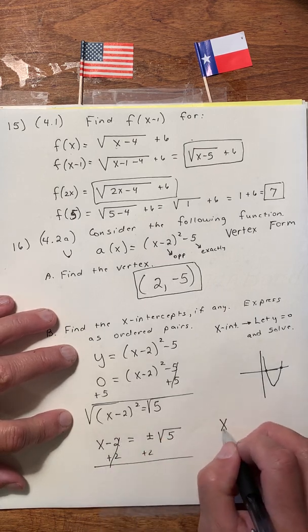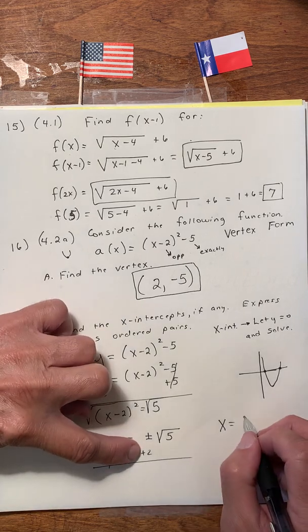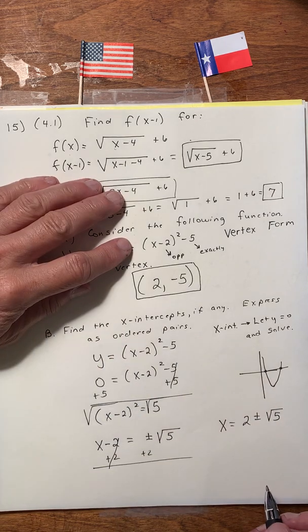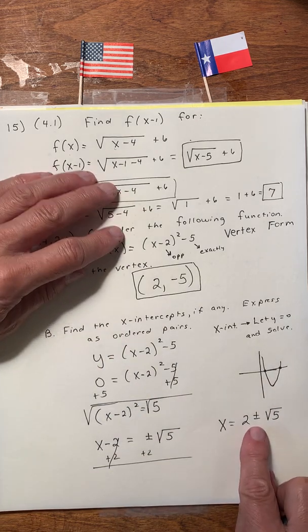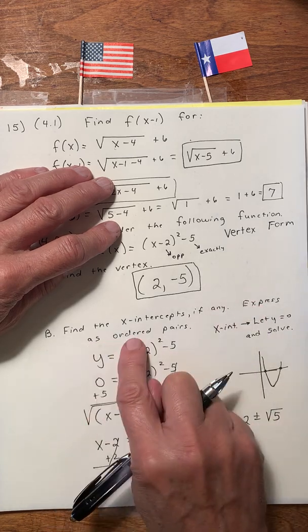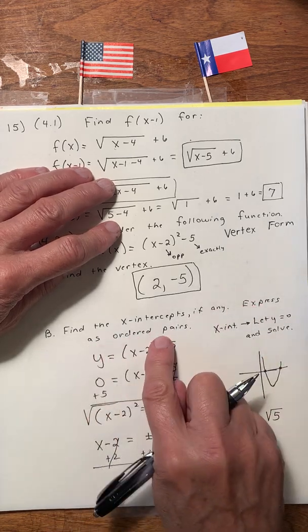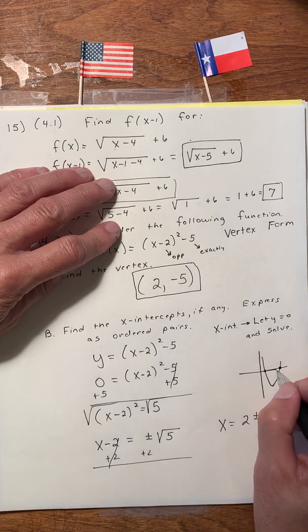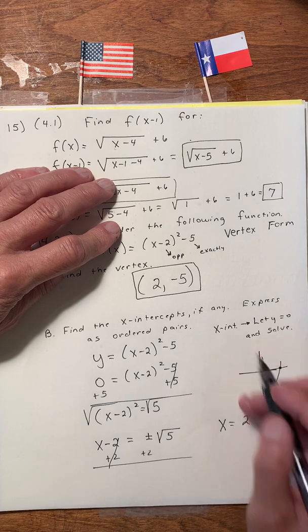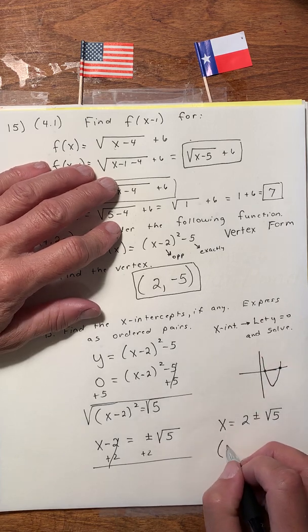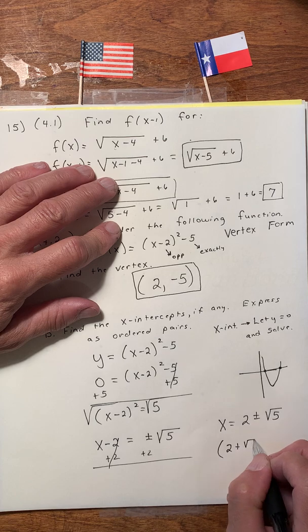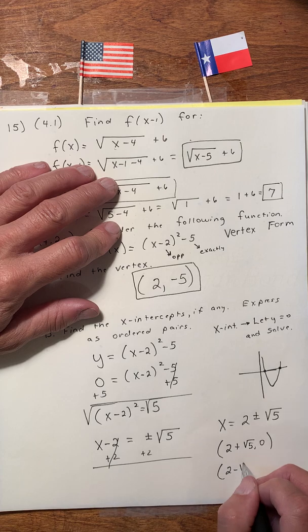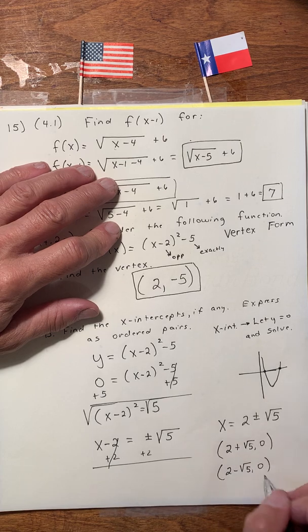So here I got it. X is 2 plus or minus square root of 5. Now, I'm not sure how Hawk's is going to express it as ordered pairs. There we go. So now we know how it's going to ask. Express this as an ordered pair. This is my x, and my y, of course, is 0 when I have an x-intercept. So I have (2 plus square root of 5, 0) and (2 minus square root of 5, 0).